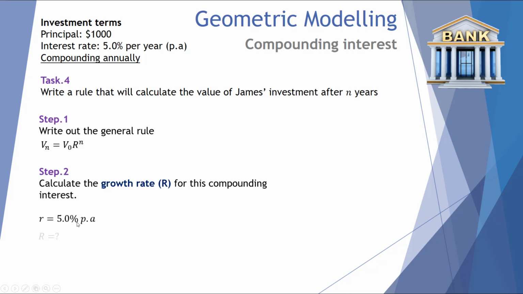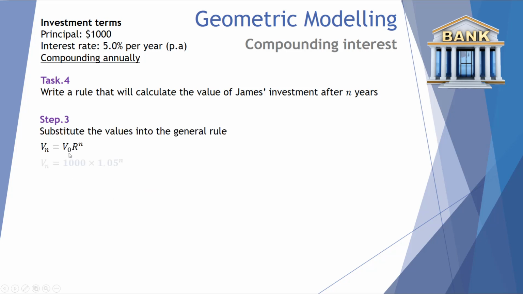The rate was 5%, little r, and we want to work out the growth rate, capital R. So growth rate equals 1 plus little r over 100. In this case, it was 5%. So 1 plus 5 over 100 gives me a return of R equals 1.05. So the growth rate for this model is 1.05.